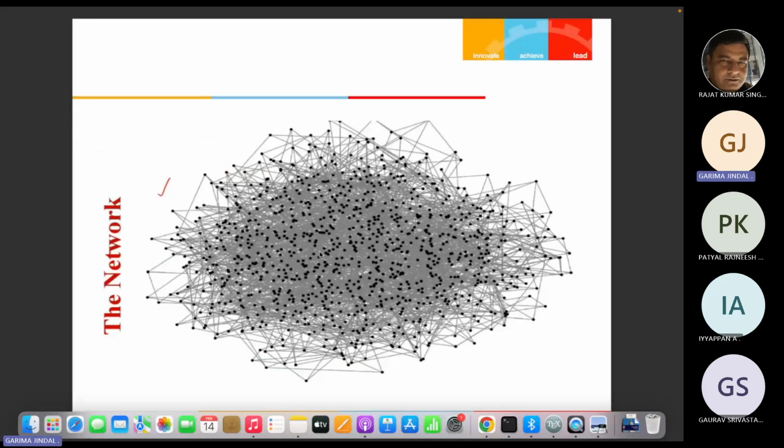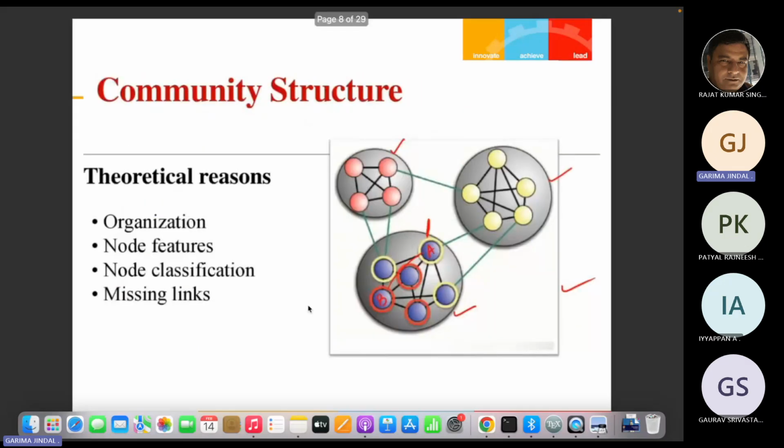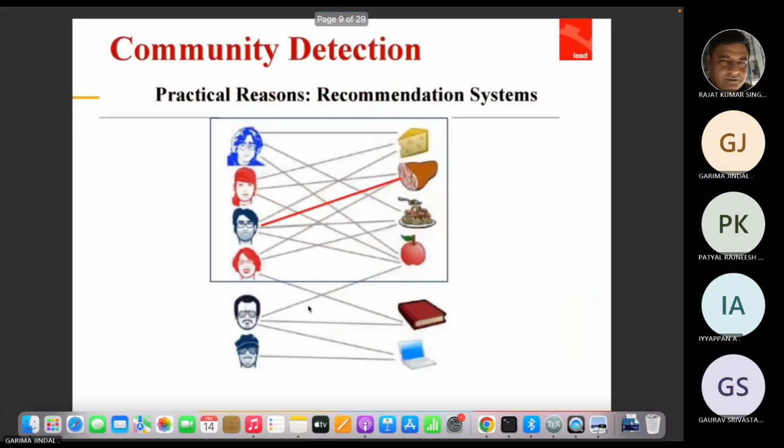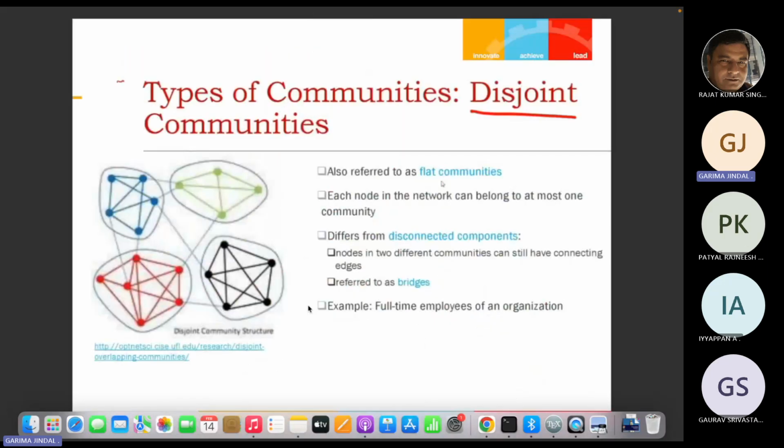So if the communities are not identified, the huge networks are a hairball-like structure. So our aim is to divide the network into these communities and then try to understand and analyze the properties of these networks. Then we tried to quantify that this is a difficult problem, and how it is a difficult problem. And then we have seen that communities can be of different types.